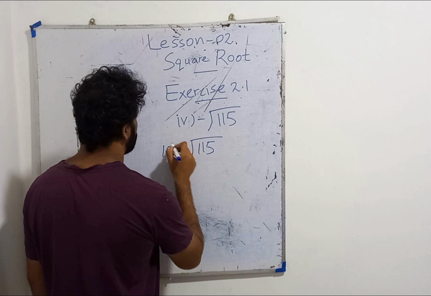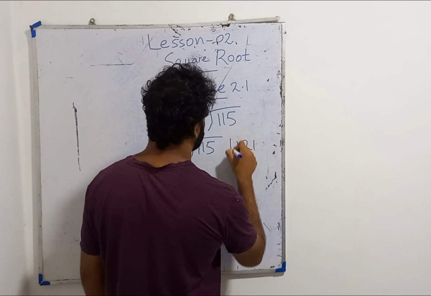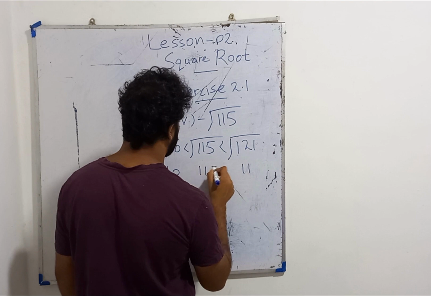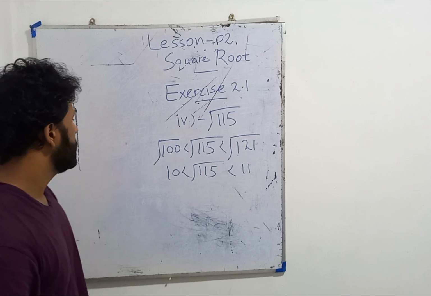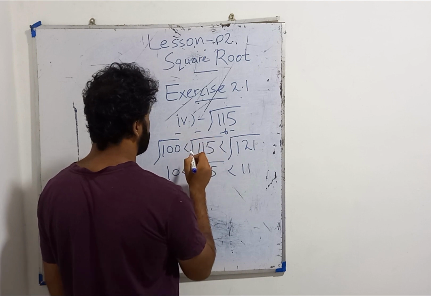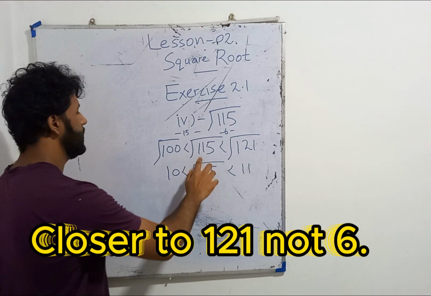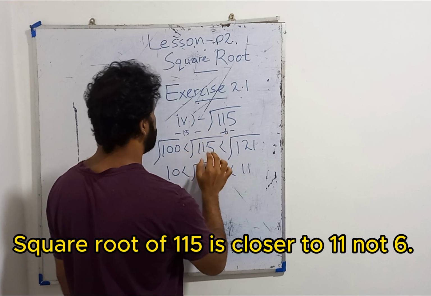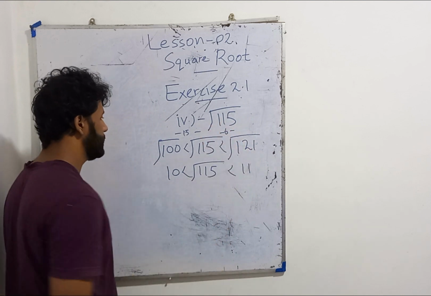100 and 121, that is 10 and 11. The gap here is 6 and the gap here is 15. Simply you can see 115 is closer to 121, because the gap is 6. The square root of 115 is very close to 11.